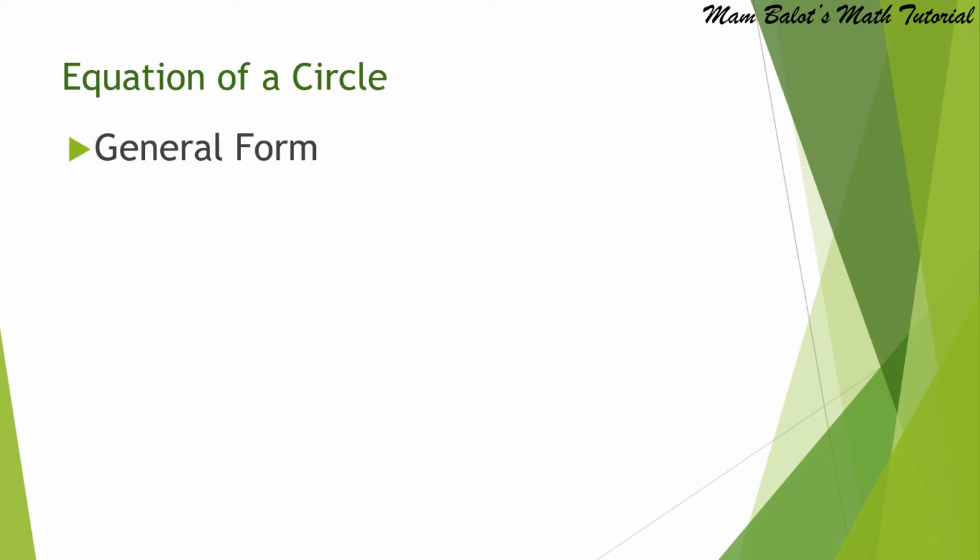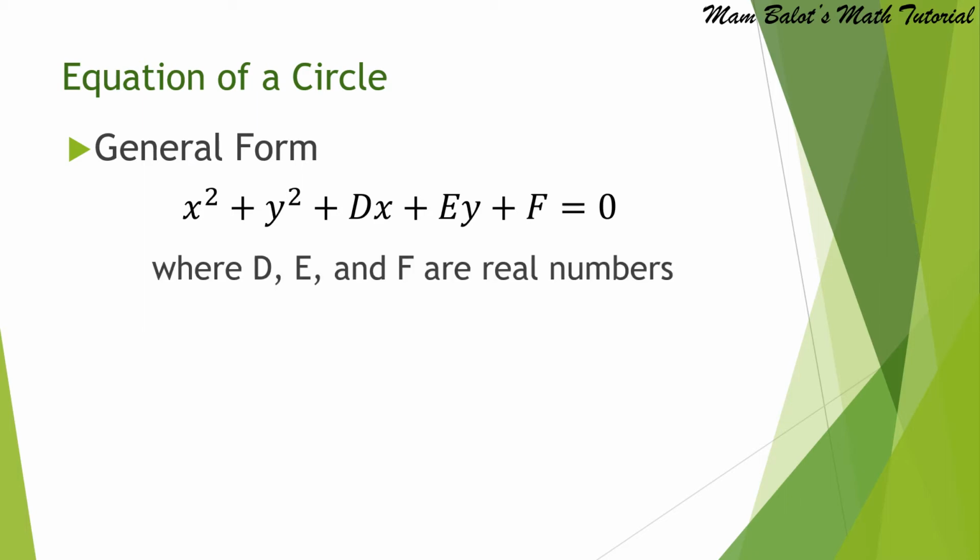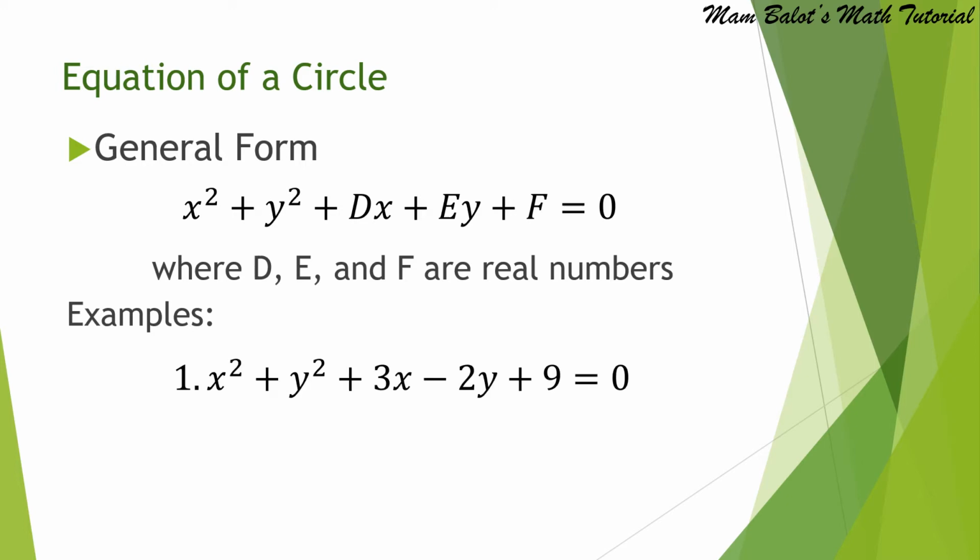Another form is what we call the general form, which is represented by x squared plus y squared plus dx plus ey plus f equals 0, where d, e, and f are real numbers. Examples. Number 1, we have x squared plus y squared plus 3x minus 2y plus 9 equals 0. So the d, e, and f here are 3, negative 2, and 9 respectively. Another example is x squared plus y squared minus 8x plus 3y plus 7 equals 0. So d, e, f are negative 8, 3, and 7 respectively.